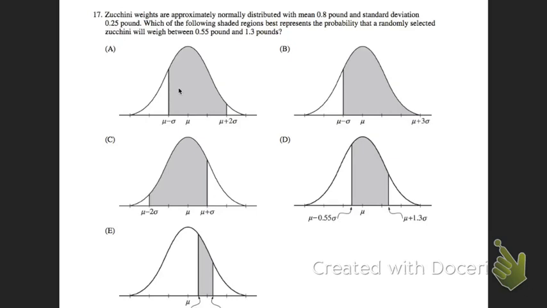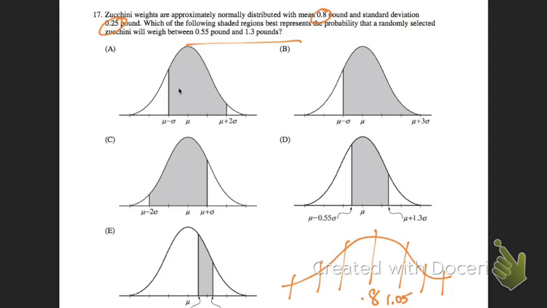Number 17. So normally distributed with a mean of 0.8, standard deviation of 0.25, and it's asking what the shaded area will be from 0.55 to 1.3. So if you have a normal curve where 0.8 is in the middle, I go up and down 3 standard deviations. It would be 1.05, 1.3, and then go down 0.55. So it goes minus 1 standard deviation, plus 2 standard deviations, which gives me A.